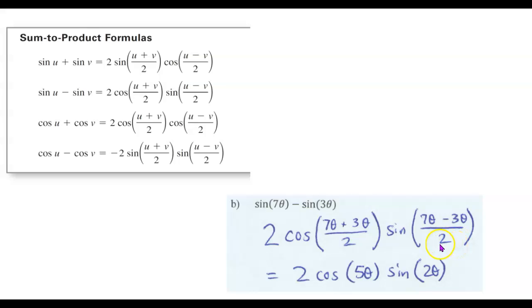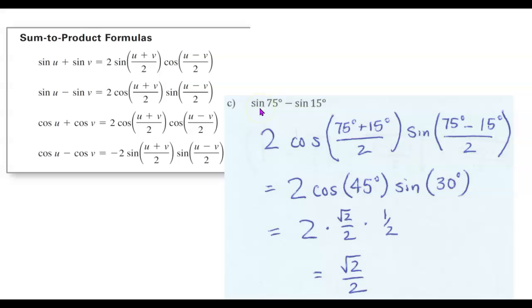And then I can clean that up a little bit. 7 theta plus 3 theta would be 10 theta, divided by 2 would be 5 theta. 7 theta minus 3 theta would be 4 theta, divided by 2 would be 2 theta. So this is equal to 2 times the cosine of 5 theta times the sine of 2 theta.